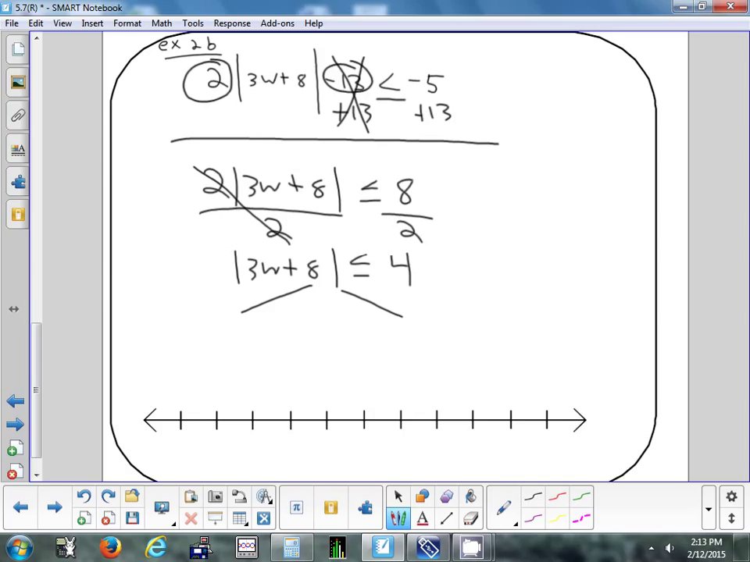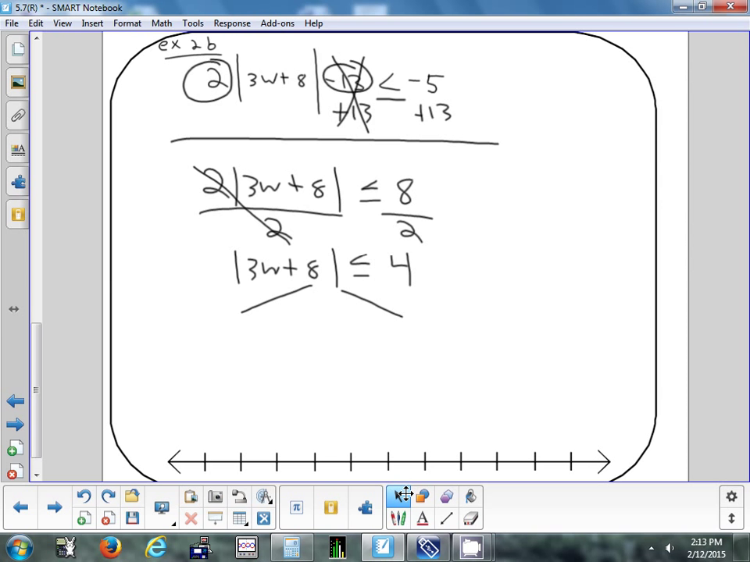What other one? Who can give me one of the 2 that it's going to split into? Ben. Yeah, go ahead. 3W plus 8 is less than or equal to negative 4. Say it one more time. Hold on. Say the whole thing one more time, Ben. Okay, guys, I can't hear Ben. 3W plus 8 is less than or equal to negative. Not negative 4. Doesn't it split up? Well, since you said less than or equal, you're using the original. Positive. Positive 4. Okay.